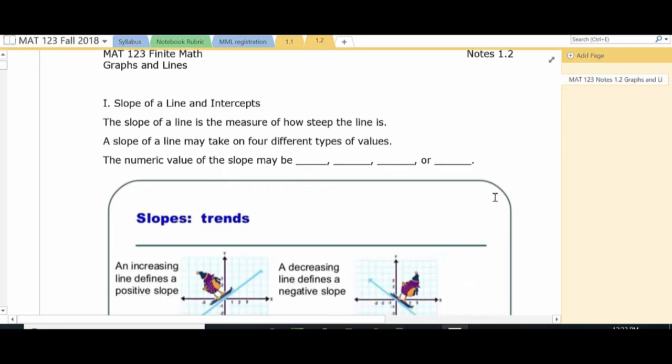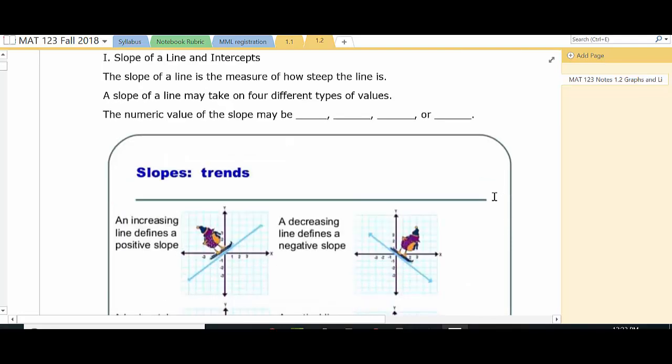Okay, so we're going to talk about a slope and what that means on here. So basically a slope of a line is how steep it is. And there's 4 different types of answers. First of all, and you want to fill this out as we go, you could either have a positive answer, a negative answer, 0, or undefined. There's 4 types of slopes that you have.